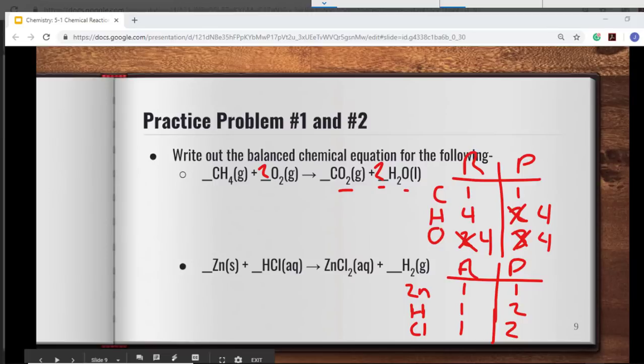So what I notice is that if I put a 2 in front of HCl, that changes these 1s to 2s. And as a result, my equation is balanced. Now again, not all of them are going to be this easy, but hopefully this gives you kind of a basic idea of where to start in terms of balancing chemical equations.